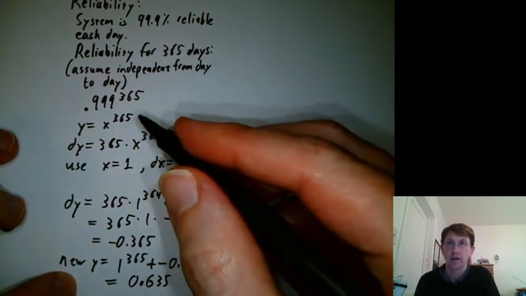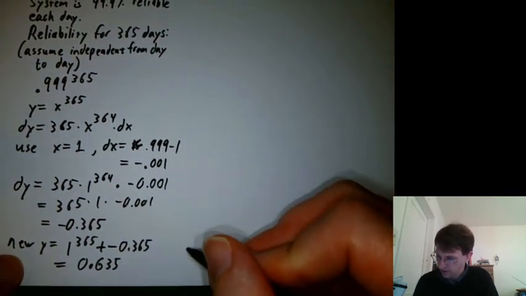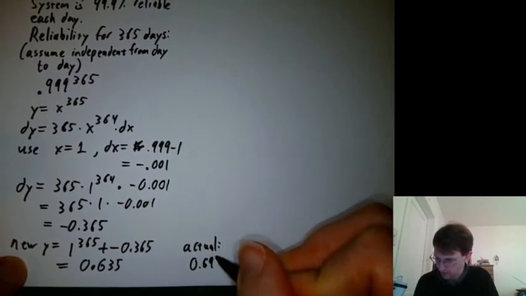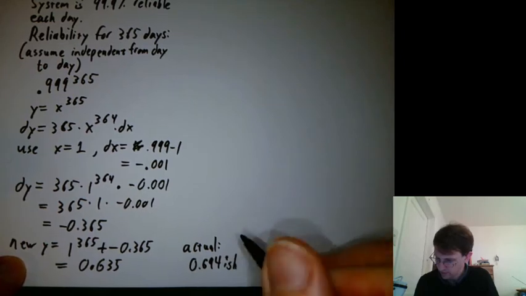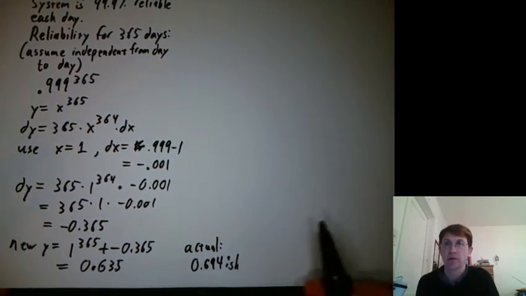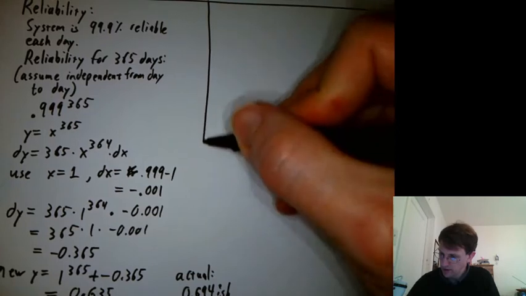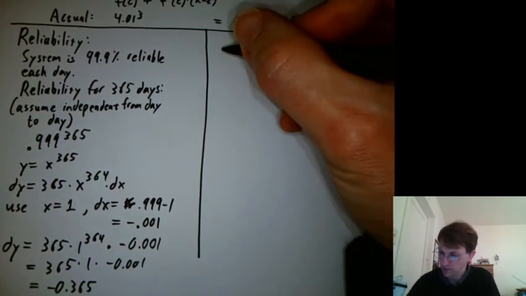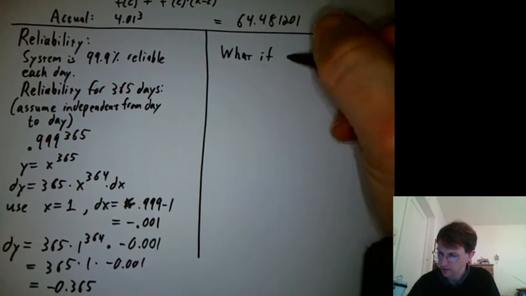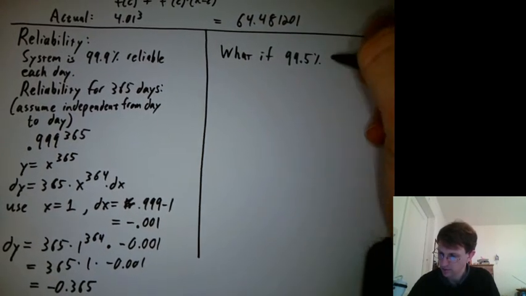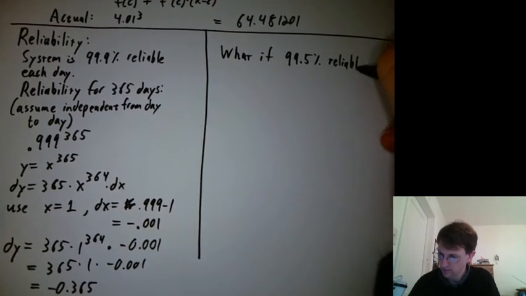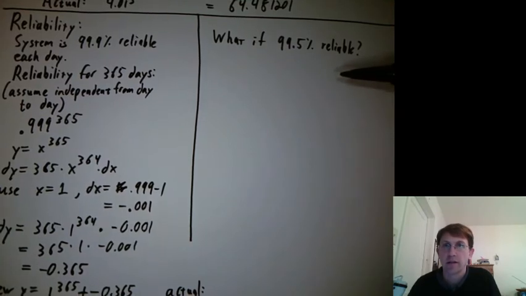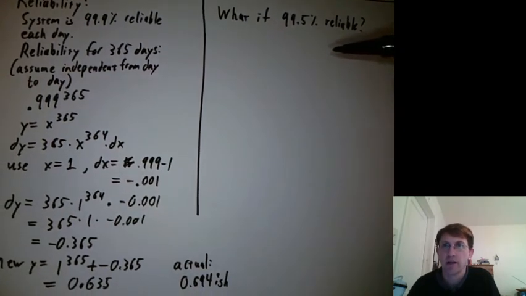I can calculate 0.999 to the 365. And what does that turn out to be? It's 0.694-ish. So that's a pretty good approximation there. Let's go back and ask, what if the system was 99.5% reliable every day? So go ahead and do the calculations again and see what you get, and maybe it won't make sense, and that's okay, that's why I'm asking it.